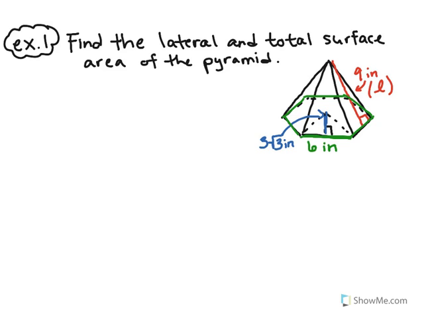And this is an apothem, that 3 square roots of 3. And the way that I know that is because it connects the center of that figure to a side at a right angle. And that's going to be helpful in us finding the area of that base. So let's go ahead and write the formula down again.